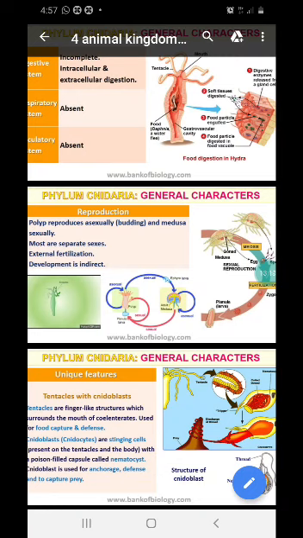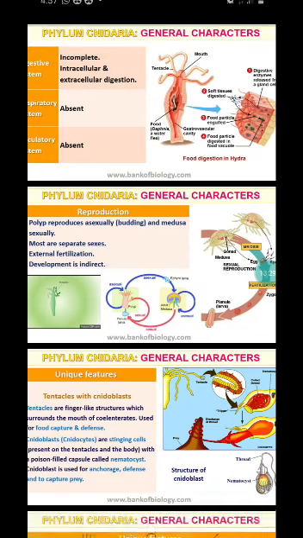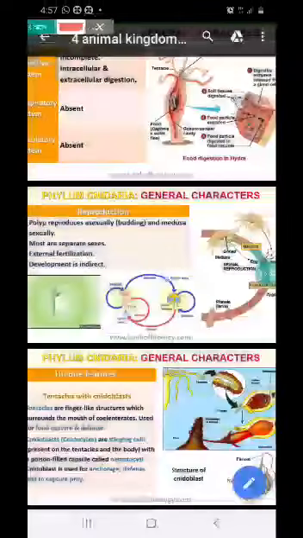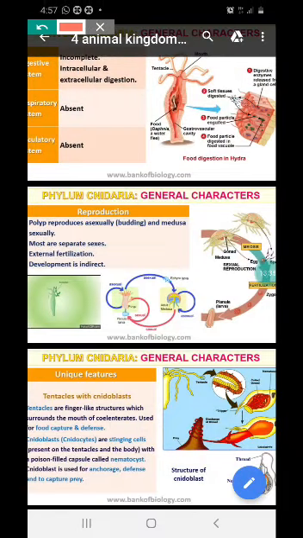Externally, the fertilization happens externally, and the development is indirect. Indirect means larval stages are present between the adult form and the egg. Right. And now let me come to the unique feature of this group, which is the presence of nidoblast in them.